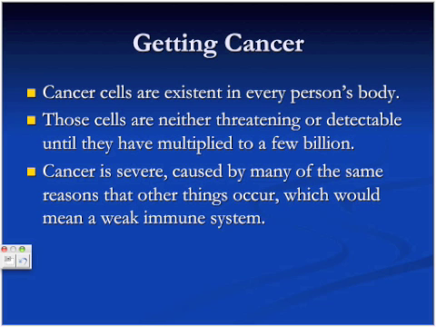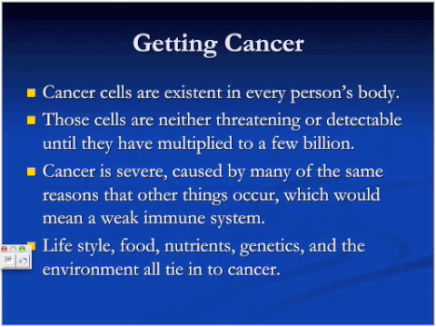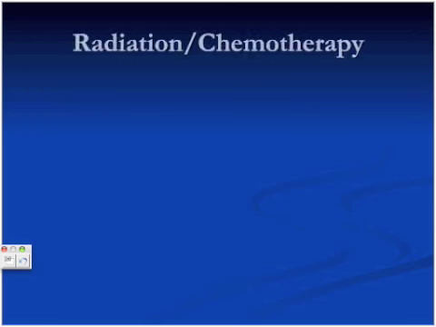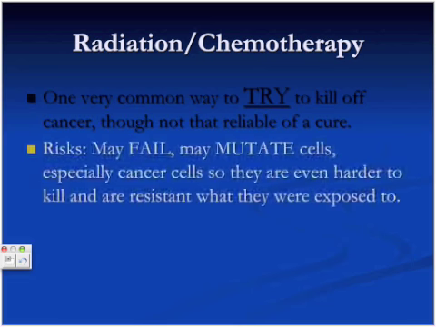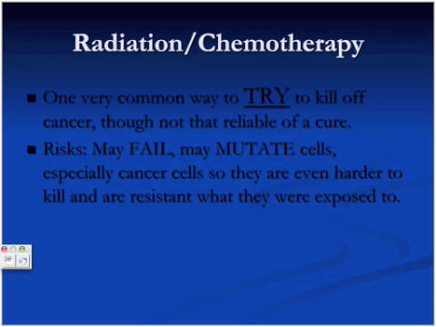Cancer is severe, caused by many of the same things that other infections or sicknesses occur, which would mean weak immune system. Alright, lifestyle, food and nutrients, and obviously genetics, and the environment all tie into cancer, whether you have cancer or not. Okay, the most basic form to get rid of cancer is radiation and chemotherapy. It's a very common way to, main word being try, to kill off cancer, even though it's not really reliable. And because it may fail, it could mutate the cells, especially cancer cells, so they're even harder to kill than they were before, and are actually more resistant to whatever they were exposed to.